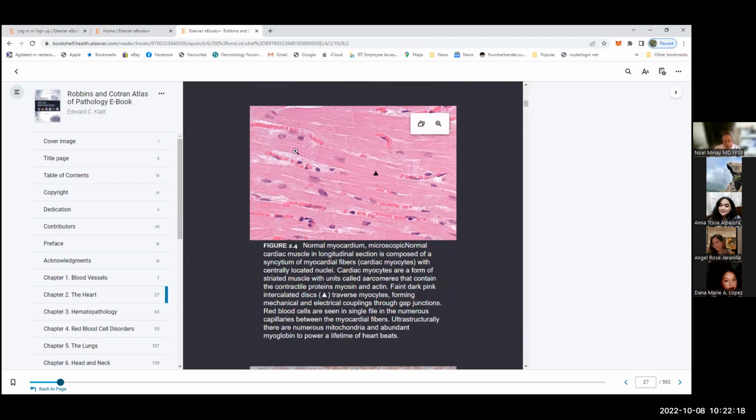Okay? So, these are the muscle fibers. Notice na merong mga parang ganon-ganon, striations yan. Striations. Okay? Cardiac myocytes are a form of striated muscle with units called sarcomeres. Nakuha ba ninyo yan sa anatomy? Kung natatandaan nyo.